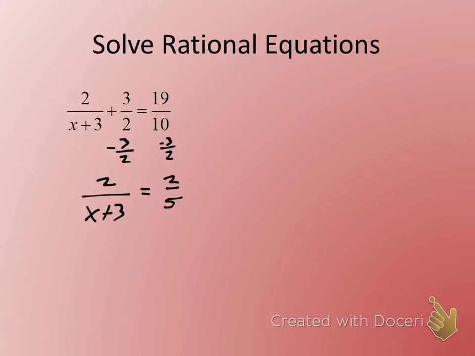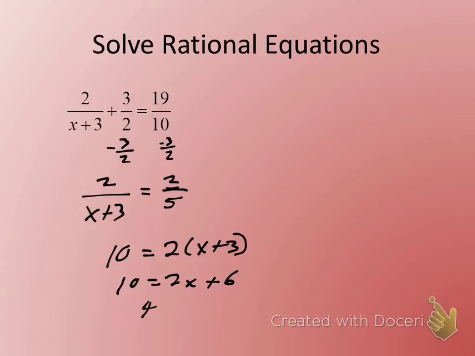From there, you can solve it just like you solve any other proportion. You can just cross multiply. So 5 times 2 right here gives you 10, which equals 2 times x plus 3. Distribute the 2, so 10 equals 2x plus 6. Subtract 6, you get 4 equals 2x. Divide by 2, x equals 2. And if you check it, it checks out.